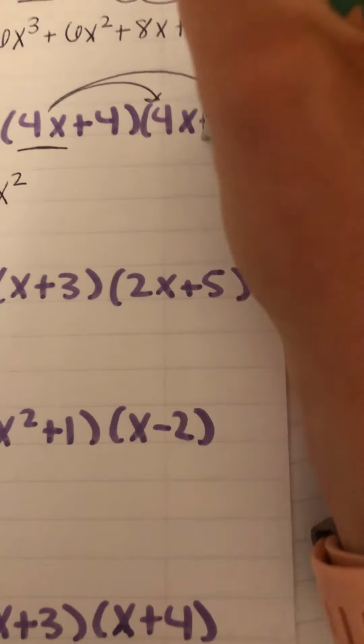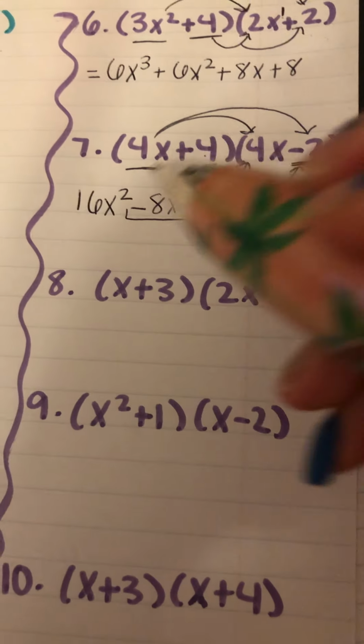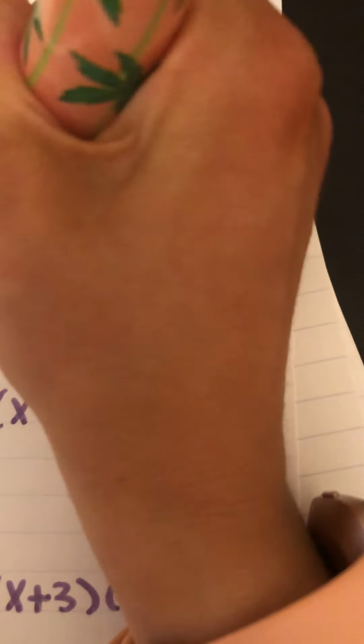Now I can combine here. My middle terms are not the same, but they're like terms. So my 16x squared will come down. I have negative 8x's plus 16x's. So negative $8 in the bank, but then I get another $16. So I'm going to actually have a positive 8x here. And that negative 8 comes down. So I'm left with 16x squared plus 8x minus 8. And that is my answer.